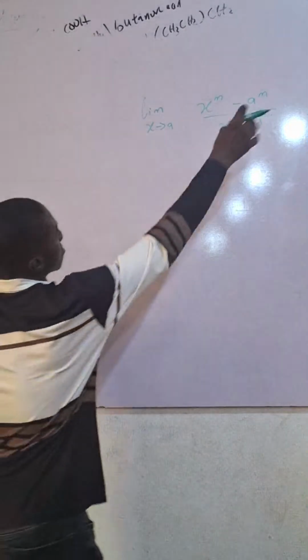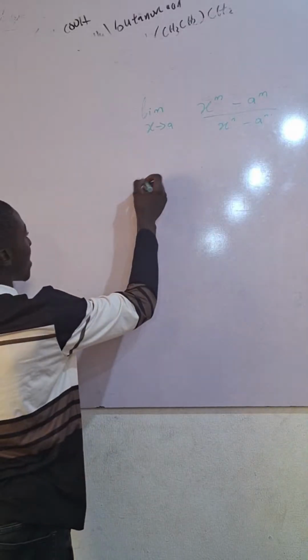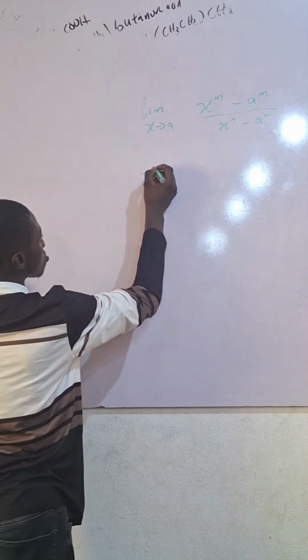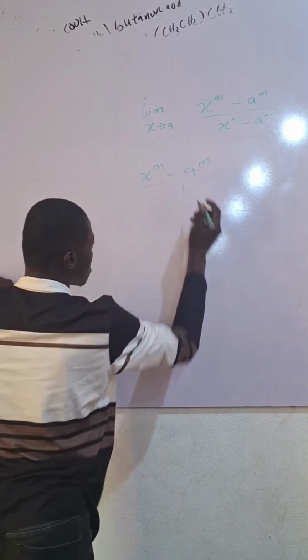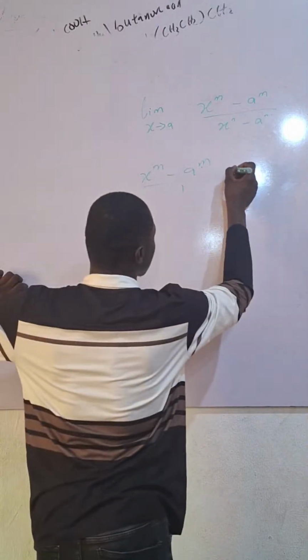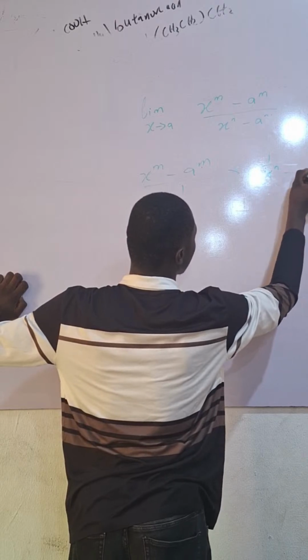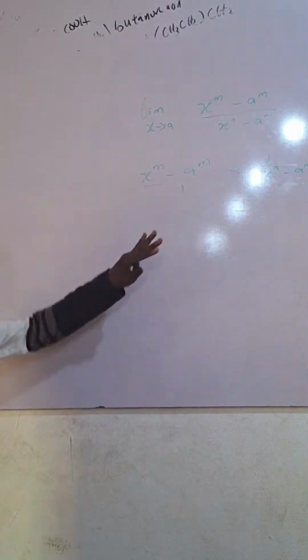So now, just like that former question that we did, that had x minus 3. But in this case, we are dealing with the limit of (x^m minus a^m) over (x^n minus a^n), which can be written as (x^m minus a^m) times 1 over (x^n minus a^n). I did not change the question, right?